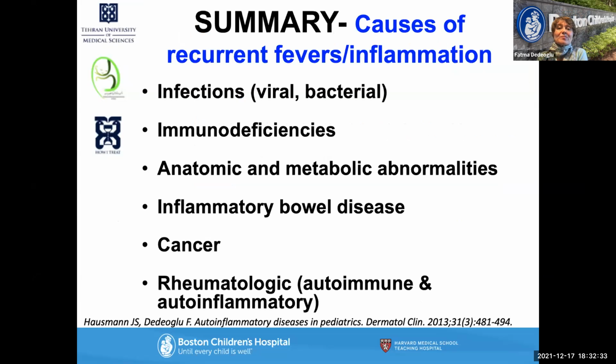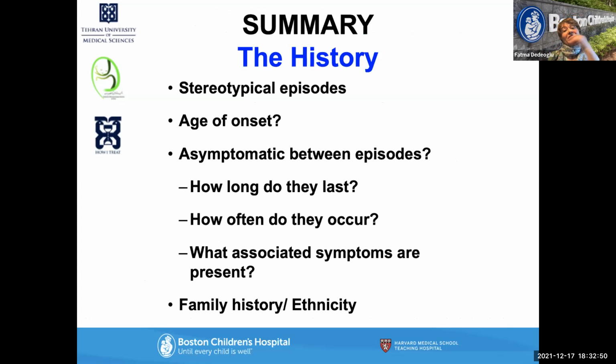I think there's more to go over in general when we see a patient with fevers or recurrent fevers. As we all know, we have to think about all other possibilities, making sure we rule out infections and IBD. That's why the history is very important, especially for recurrent fevers. You always want to look for stereotypical episodes, age of onset, whether there are symptoms in between or the kid is growing, how many days and how often they occur, and associated symptoms, as well as family history and ethnicity.